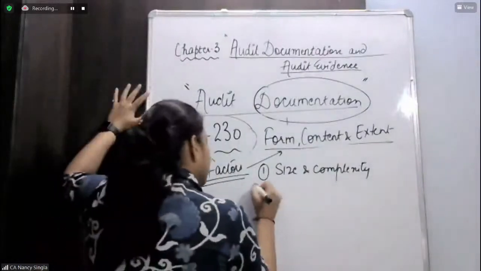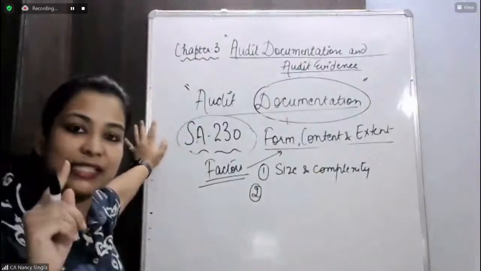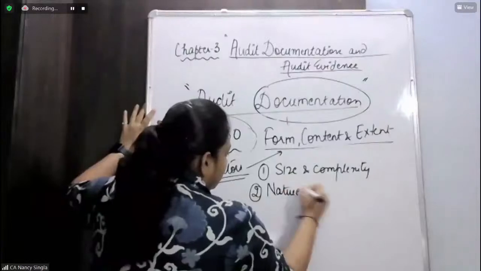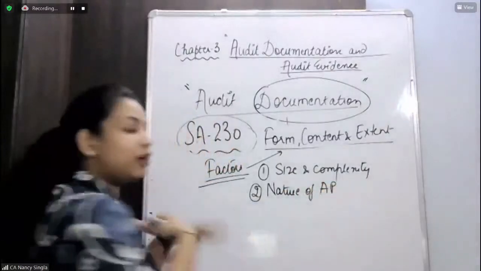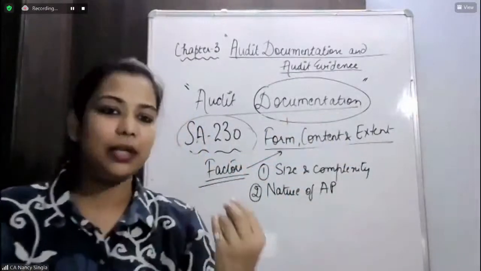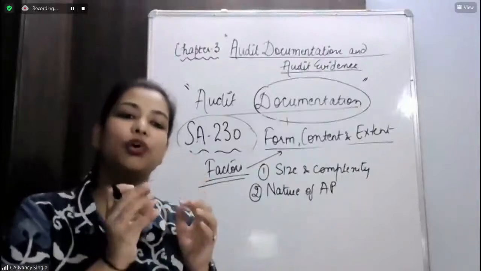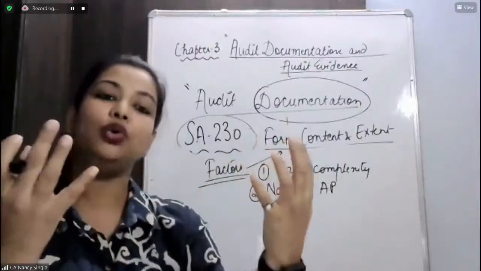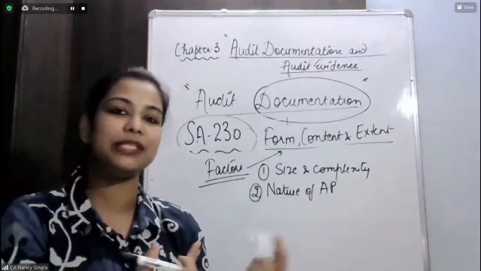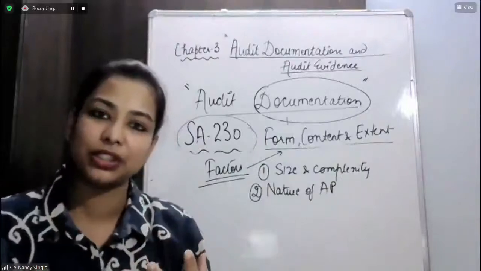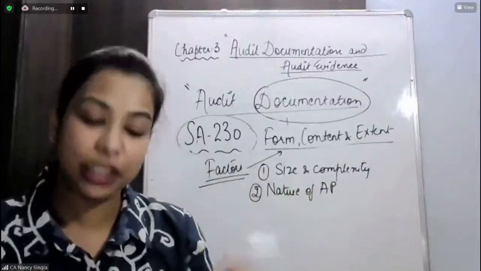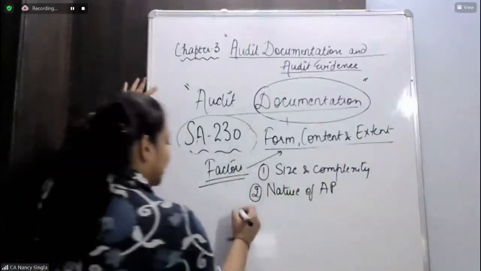Okay. Second, first is what? Size and complexity. Second is the nature of audit procedures performed. Obviously, whatever audit procedures you are performing, your form, content and extent will depend upon that. If you are performing, say, external confirmations, you will be compiling the external confirmation, what requests you have sent, what replies you have received. If you are doing certain calculations, external confirmations are all what? Audit procedures. So accordingly, your audit documentation will be like that.